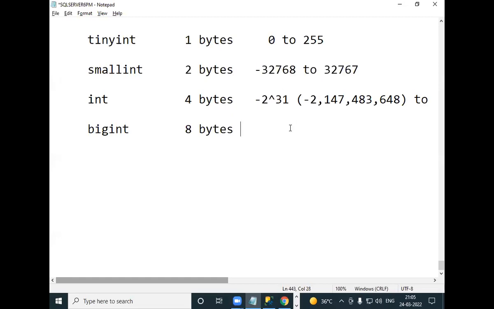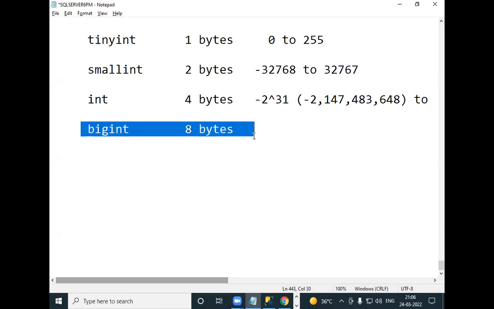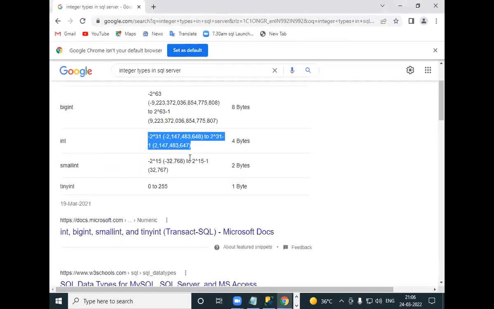Now 8 bytes means 64 bits. The first bit is reserved for sign. How many left? 63. So what is the range of bigint? This is the range of bigint.